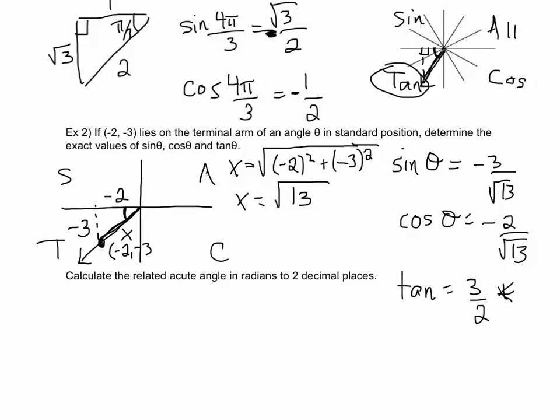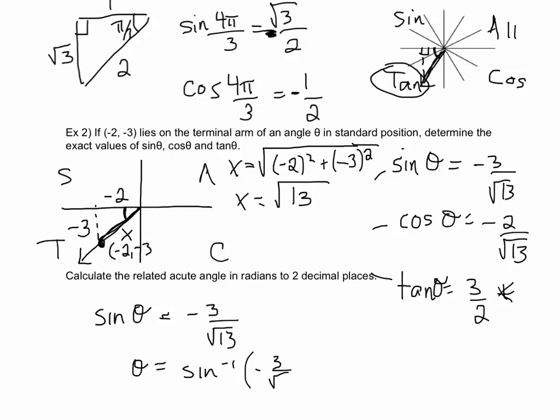To calculate the related acute angle in radians to 2 decimal places, what we could do is take any one of our three trig expressions here and solve for the angle. So sine theta is -3 over root 13. That means that theta is equal to sine inverse of 3 over root 13.